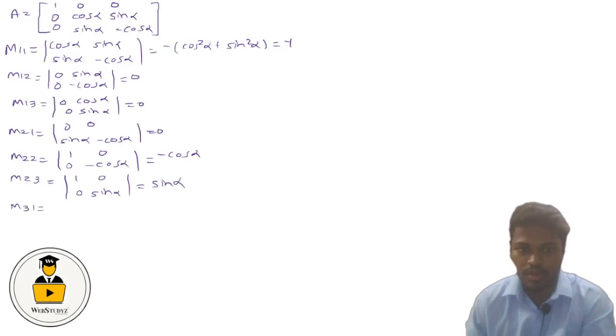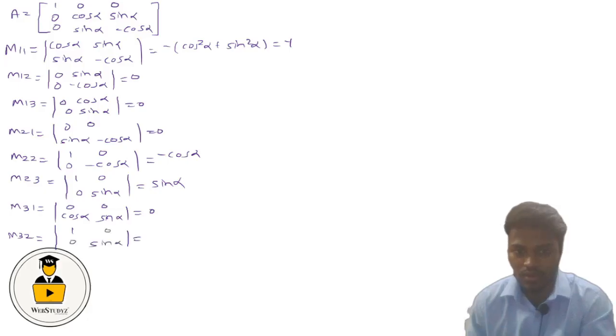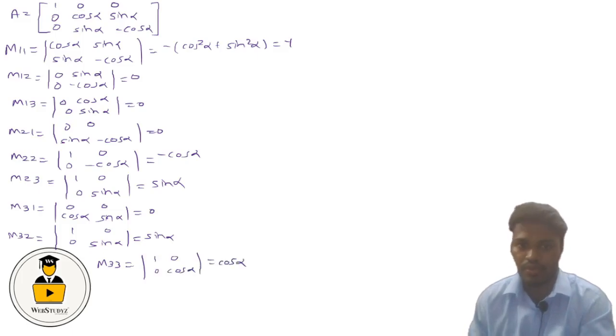Then M31 is third row, first column: 0 0, cos alpha sin alpha. It is 0. Then M32 is third row, second column: 1 0, 0 sin alpha. It is again sin alpha. And M33 will be 1 0, 0 cos alpha. So it is cos alpha.